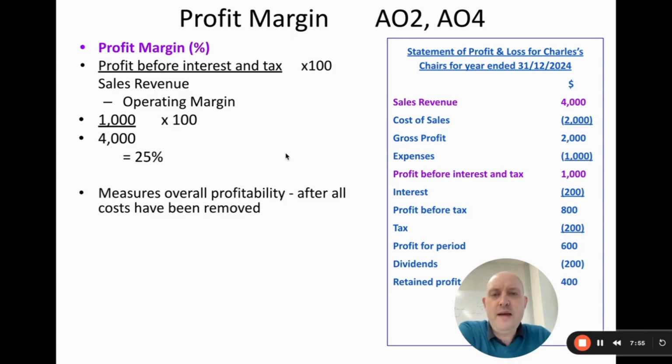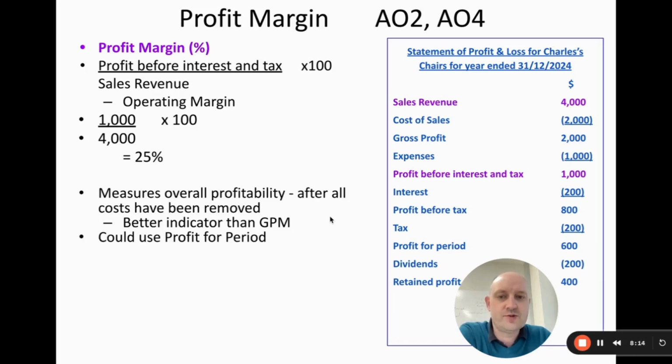So this measures overall profitability after all costs have been removed. So some could argue that it's a better measure of profitability than the gross profit margin because now we're subtracting the expenses, whereas the gross profit margin just ignores expenses. So it is a better representation, though the gross profit margin is also relevant. We could also use the profit for period. So you can see that here we also need to subtract interest and tax.